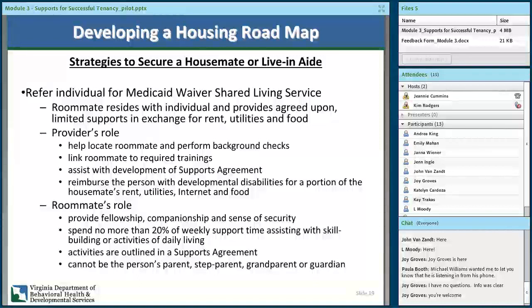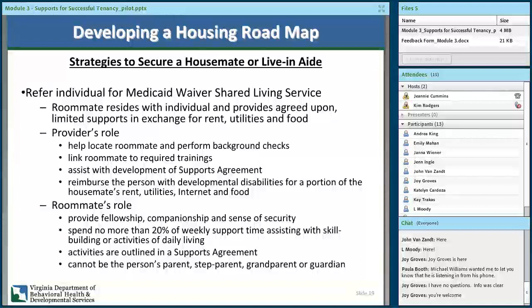Once the individual has decided between a housemate and a live-in aide, the next step is to secure the right person. The Community Housing Guide can refer the individual to his or her support coordinator for shared living services. This Medicaid waiver service assists individuals who are looking to share rental housing with a roommate. In shared living, a provider helps an individual locate a roommate, performs background checks, links the roommate to required training, and assists with the development of a supports agreement.